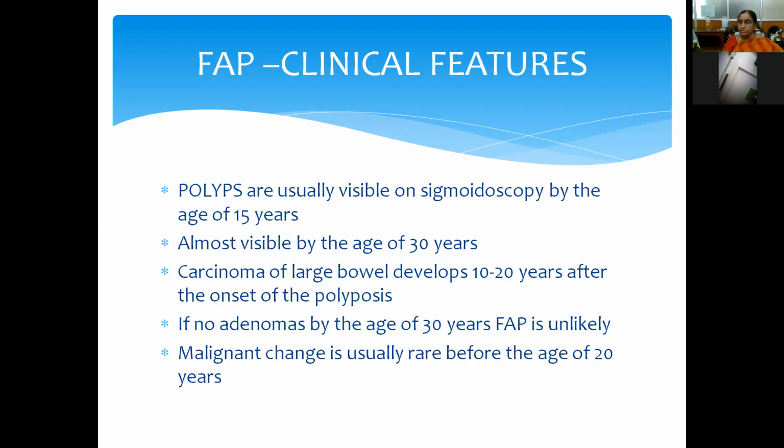So almost the sigmoidoscopy is enough to diagnose the condition. The polyps are visible by the age of 15 years up to 30 years. More than 30 years, it is unlikely that it is a case of FAP. And carcinoma tends to occur 10 to 20 years after the development of the polyps. And it is almost impossible that the malignant change occurs at less than 20 years of age.